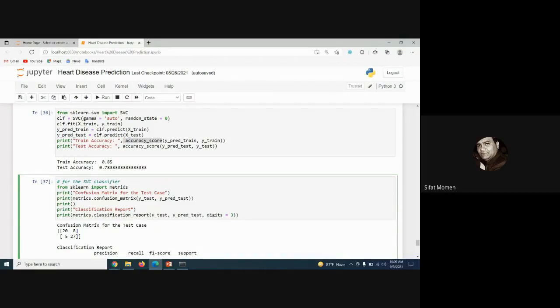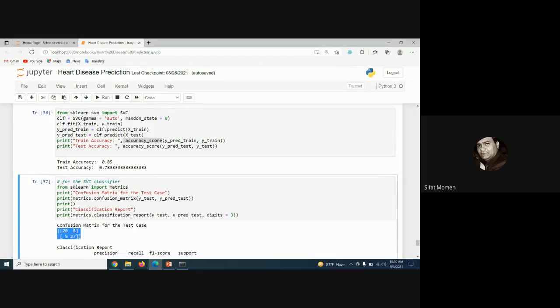So I've imported metrics from sklearn. Then I'm generating a confusion matrix for the test case. All you have to print is metrics.confusion_matrix, and you have to give the actual test value because we're generating this confusion matrix for the test case, not for the training set. So I'm giving the actual test value and the predicted test value by that support vector machine. If I pass these two parameters in this particular function called confusion_matrix, this will generate this confusion matrix.